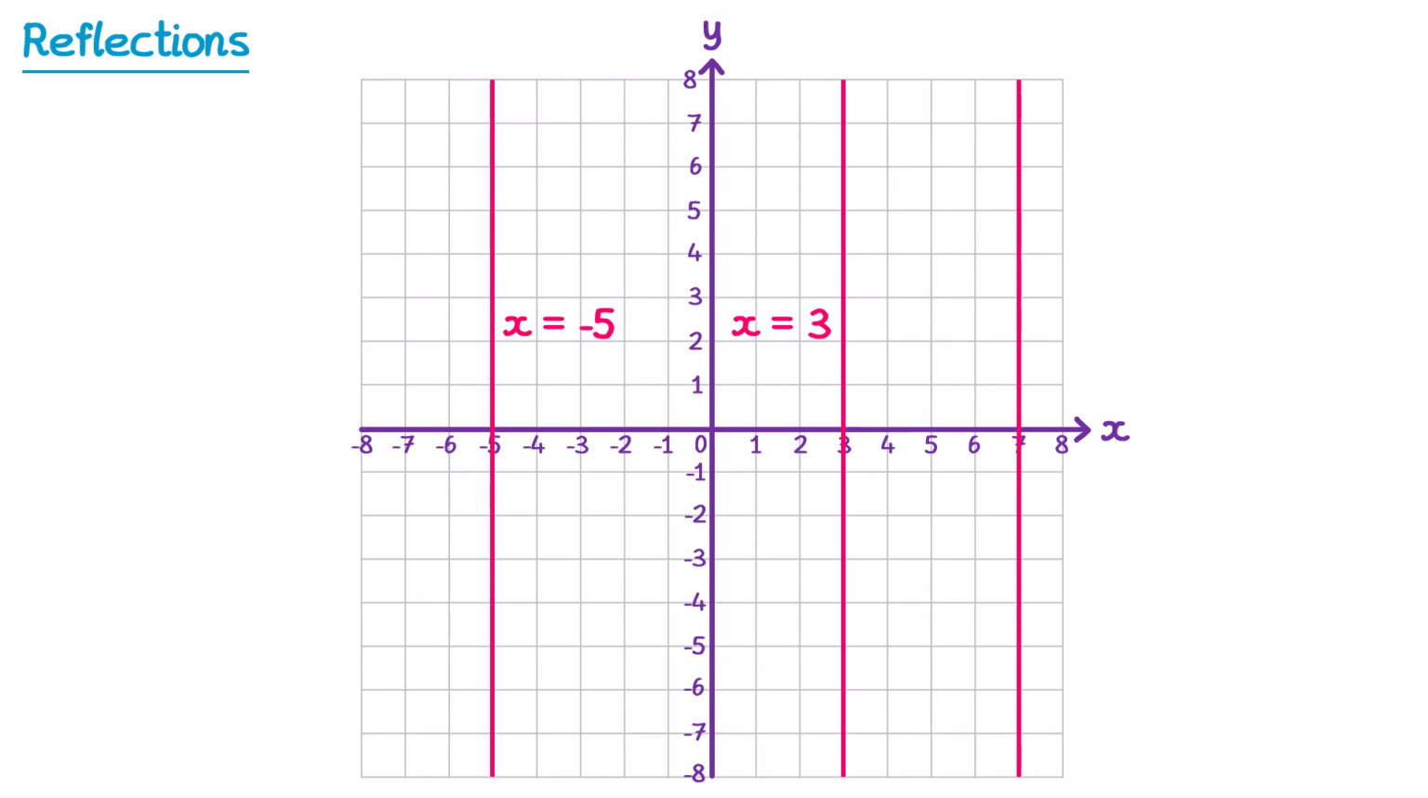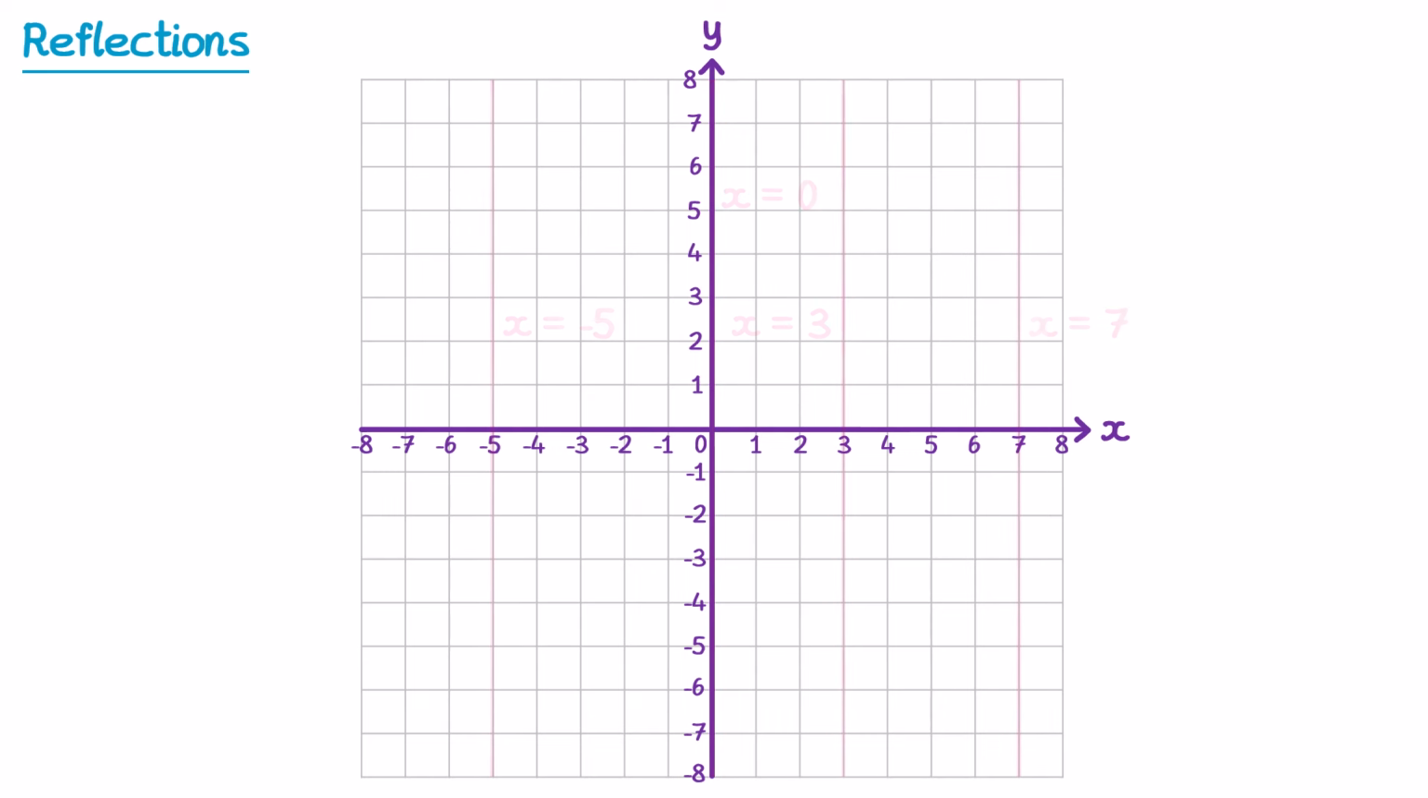This one crosses the x-axis at 7, so its equation is x equals 7. You can even have this line here, which crosses the x-axis at 0, so its equation is x equals 0. Some people find this confusing because its equation is x equals 0, but it's actually also called the y-axis. We tend to imagine that x-lines would go horizontal, but actually for the equations of these lines, all of the x-lines are vertical. However, we do need to know the equations of horizontal lines as well.